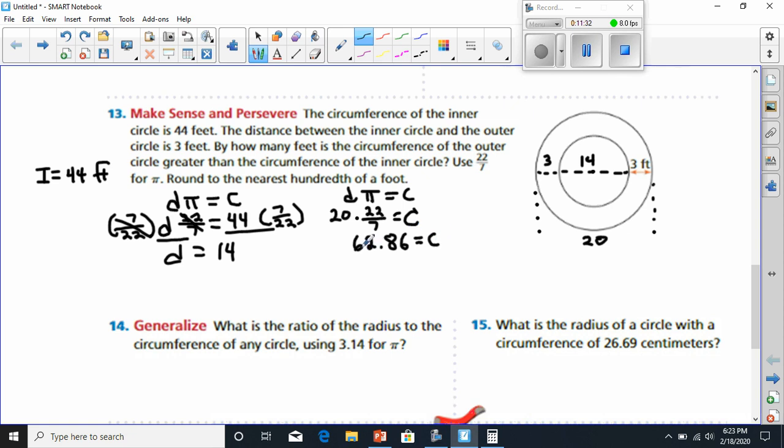Now I've got to take the circumference of the outer circle and subtract. Remember, it's saying the distance between the inner circle and the outer circle is 3 feet. How many feet is the circumference of the outer circle greater than the circumference of the inner? So I have to subtract 44 from there. And that is going to give me 18.86 feet.